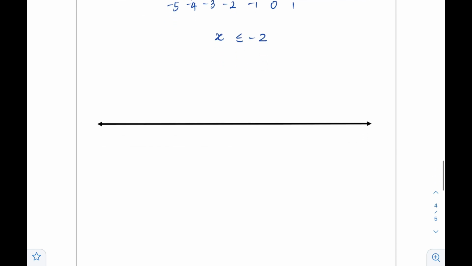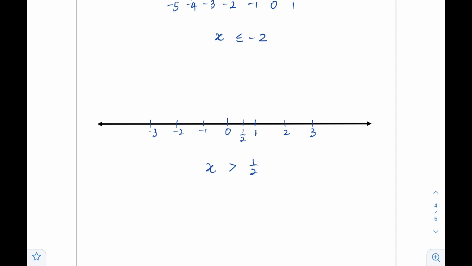Let's try another example. Supposing I want to represent x greater than half on the number line. So what I can do now is I can start with, let's say, 0 on my number line, followed by 1, 2, 3 to the right, and -1, -2, -3 to the left. Now for x to be greater than half, I will need to locate the position of half first, which should be exactly in between 0 and 1. Write a half there to indicate that that point is at half.